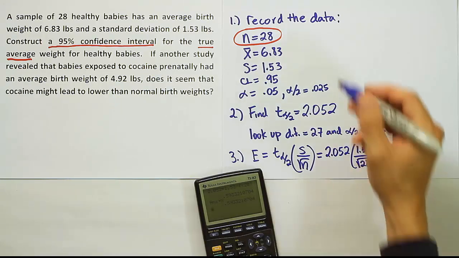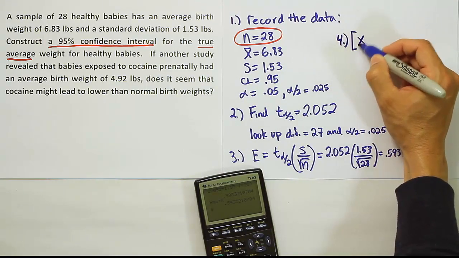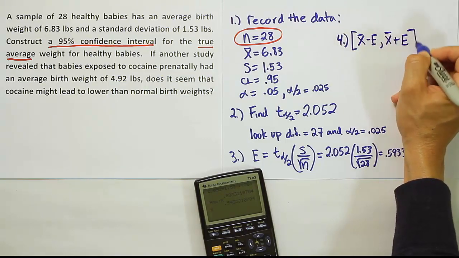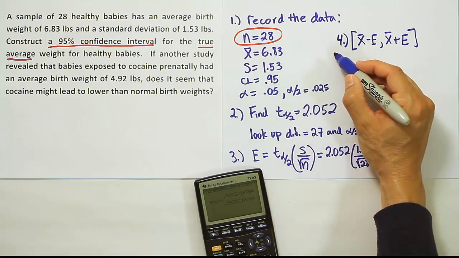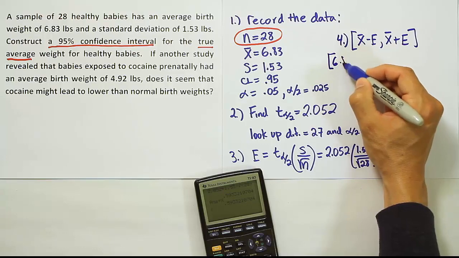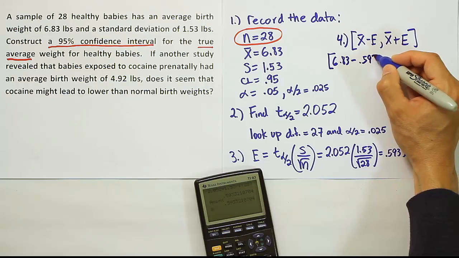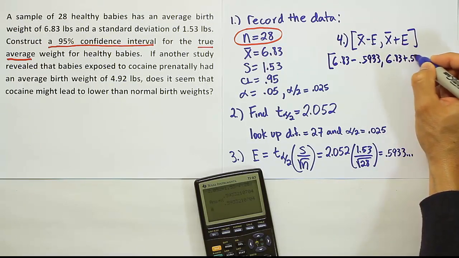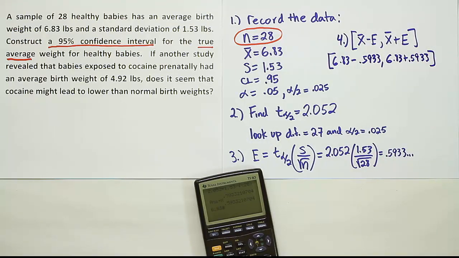All right, the last and final step, the fourth and final step, is going to be to calculate the following interval: x bar minus the error, x bar plus the error. So it's a simple arithmetic problem. We have the x bar, we have the error, so we just plug those numbers in. In that case, we're going to have 6.83 minus 0.5933, let's say, and then 6.83 plus 0.5933.